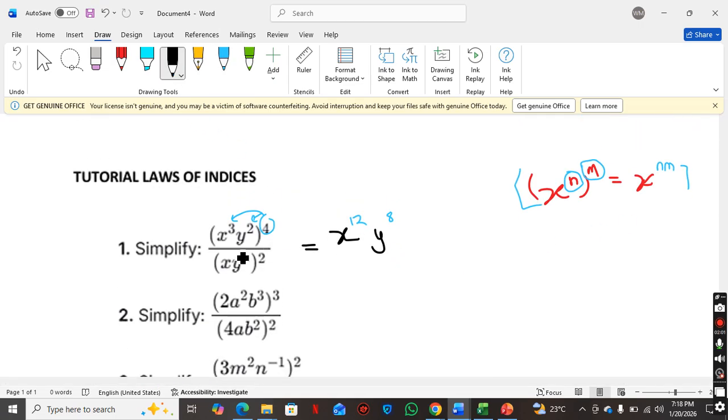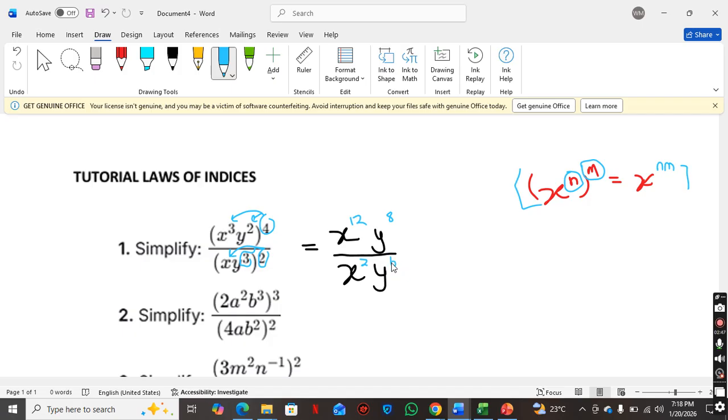And we're also going to apply that on the denominator here. This power 2, we multiply it with the power 1 for x. Whenever you see a letter by itself, just know it's raised to the power 1. And we're also going to multiply by the power 3 for y. So for x, 2 times 1, that's 2, so we have x to the power 2. Then we're also going to have y to the power 2 times 3, that gives us 6, y to the power 6.